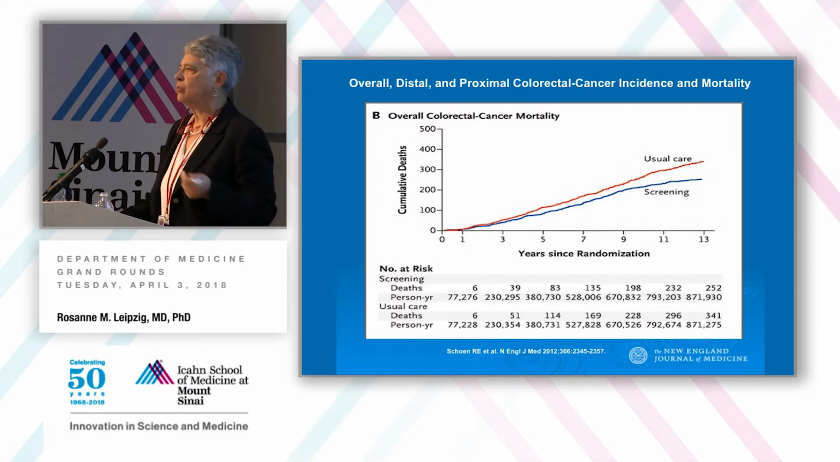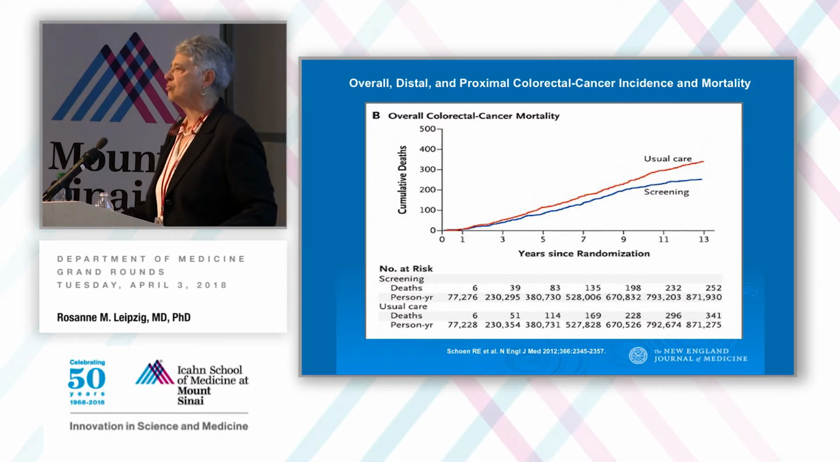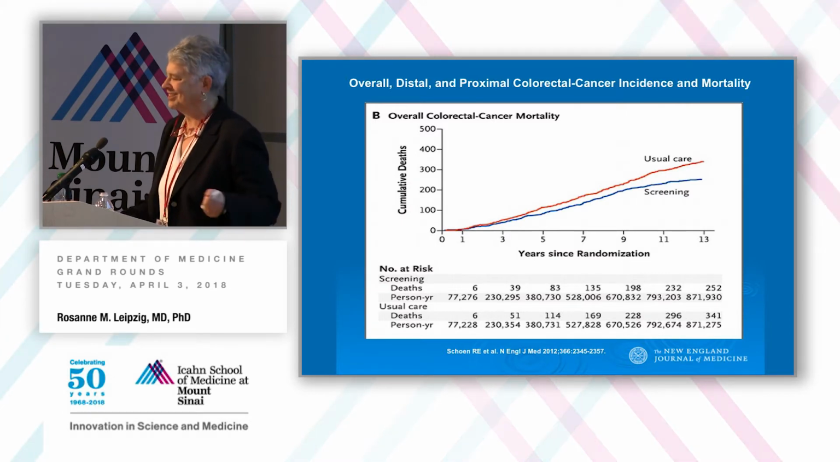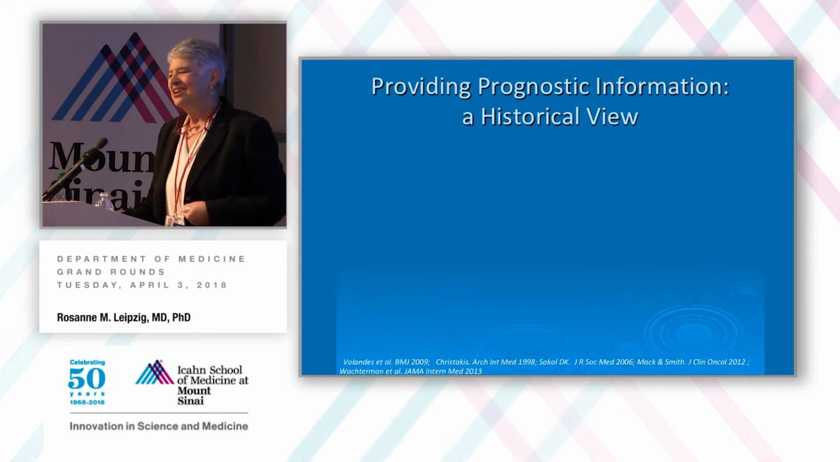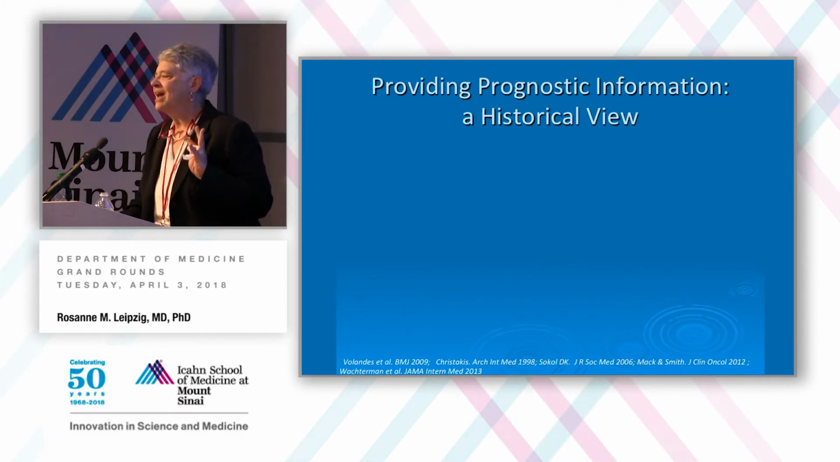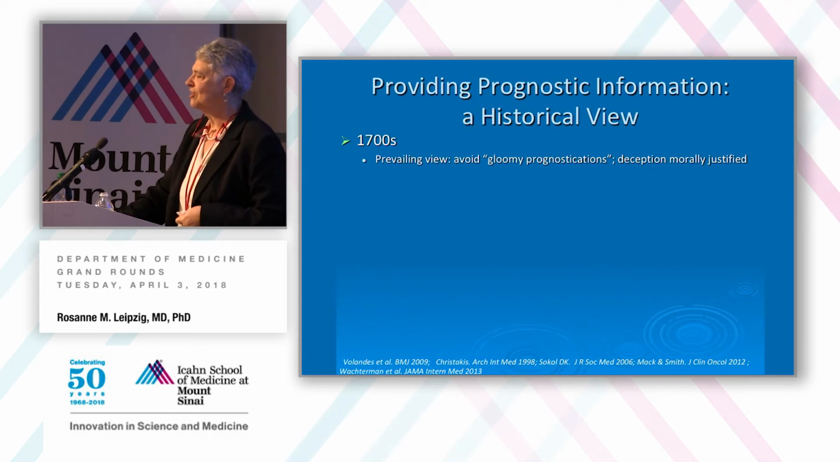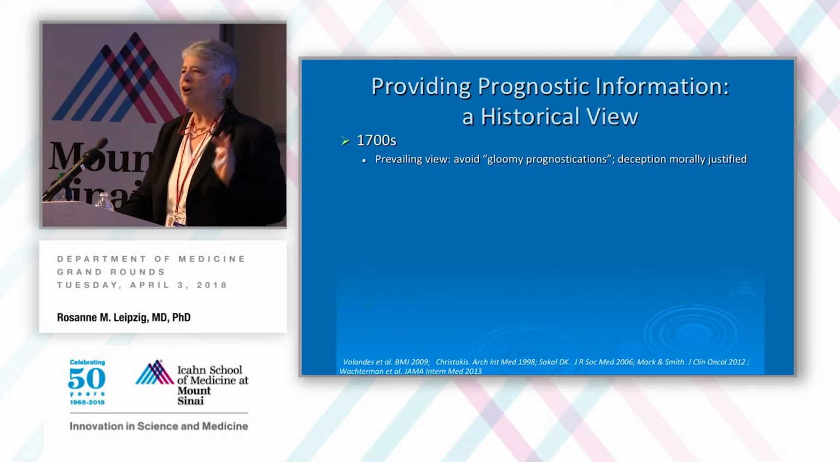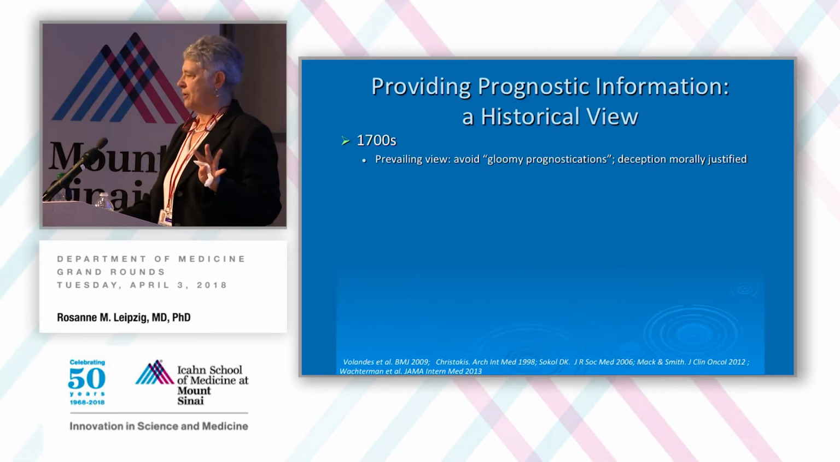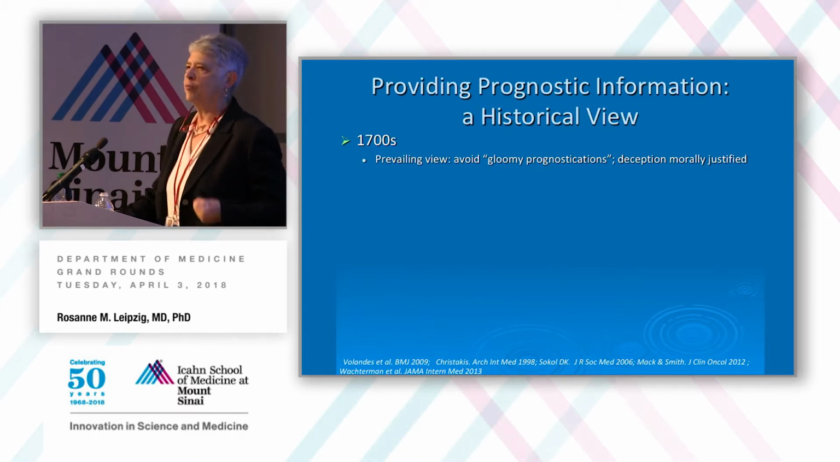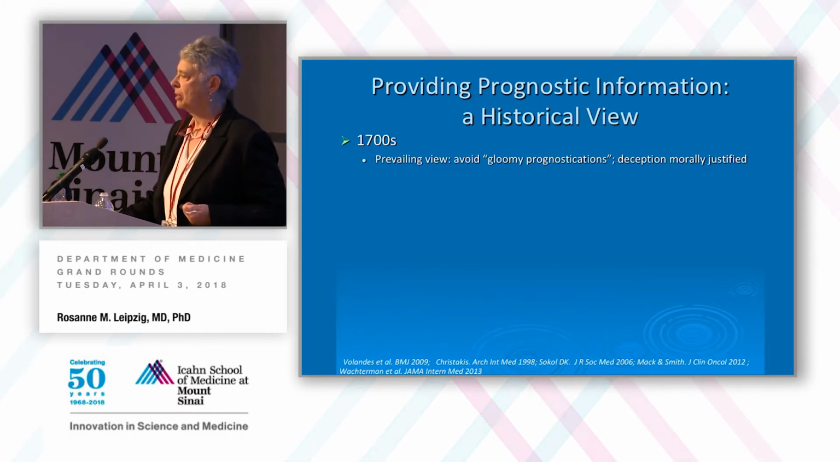And as I always say when I show the slide, I have never had a patient say, "Oh, you mean I can't have another colonoscopy?" It's actually good news. So from a prognostic historical point of view, in the 1700s, the view was avoid gloom and doom. Okay, deception is the high road. Don't tell people, don't take away hope.